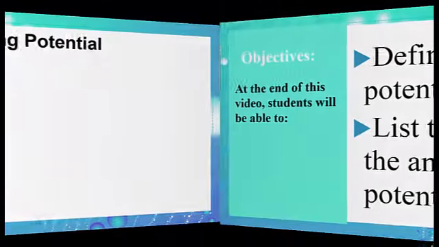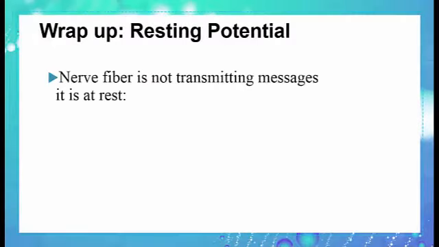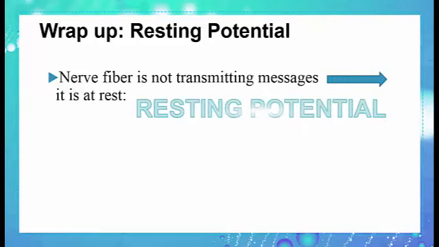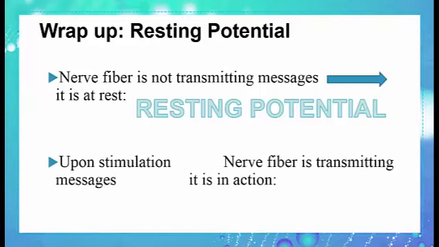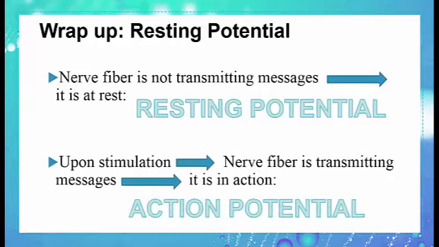At the end of this video, you will be able to define an action potential and to list the phases of an action potential. Let's remember, when the nerve fiber is not transmitting messages, we say that the nerve fiber is at rest. So we are talking about resting potential. While sometimes, upon a stimulation, the nerve fiber is transmitting messages. So the nerve fiber is in action. So now we are talking about action potential.